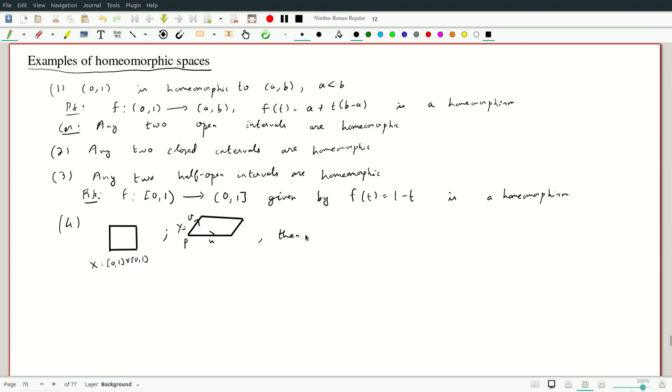So then f from X to Y, we'll write the formula. f of a point (s, t) is going to be the vector p, plus s times the vector u, plus t times the vector v. This is a homeomorphism. So in fact, affine transformations which are invertible are also homeomorphisms. Okay, so it doesn't look like a parallelogram, but if it is, that would be homeomorphic. Actually, this quadrilateral will also be homeomorphic, as we will see soon.